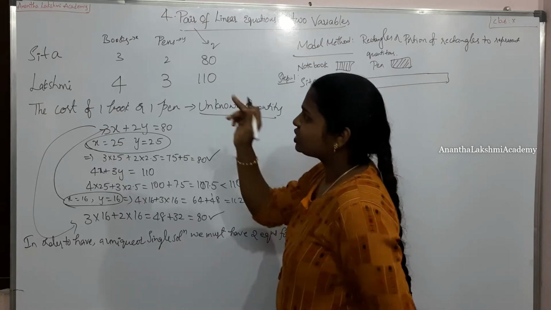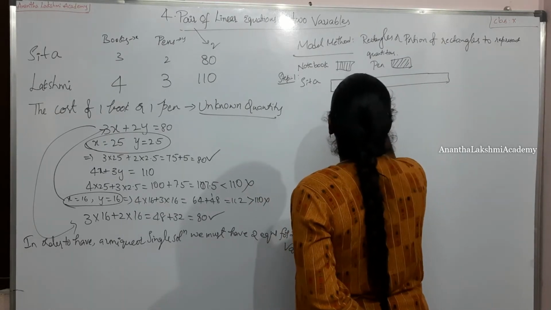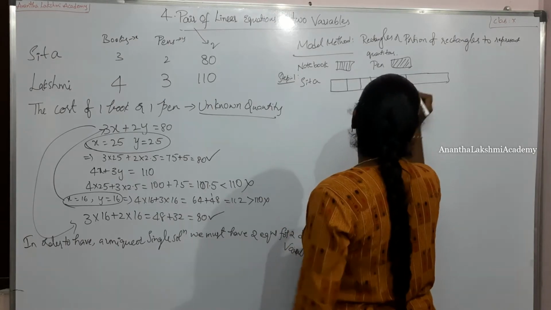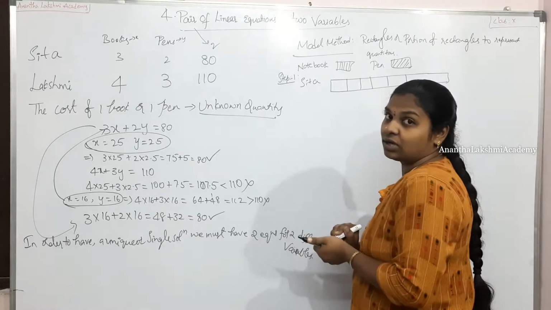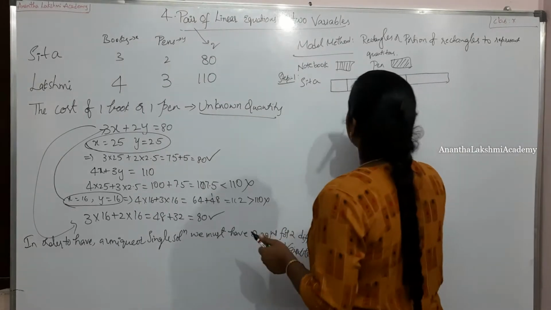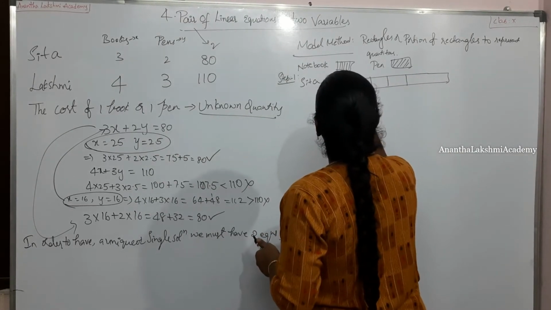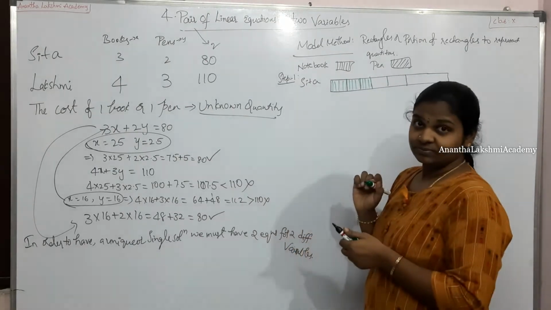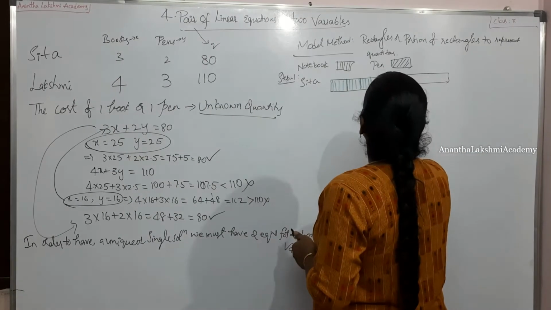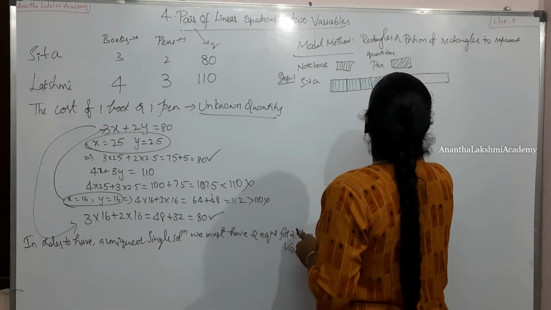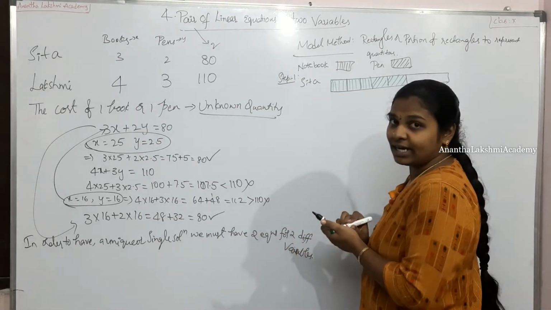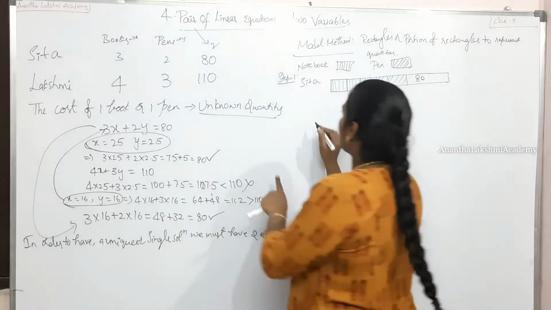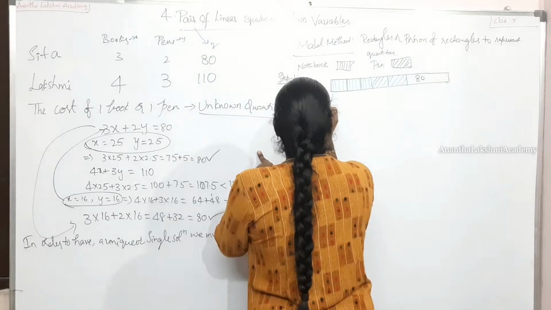How many books does she have? 3 books, 1, 2, 3. And how many pens? 1, 2. Now, in order to make you understand it clearly, I am using different color markers. The first 3 blocks are notebooks. Then the next 2 are pens. Alright, the total becomes 80. This is Sita's. Next we have Lakshmi's.